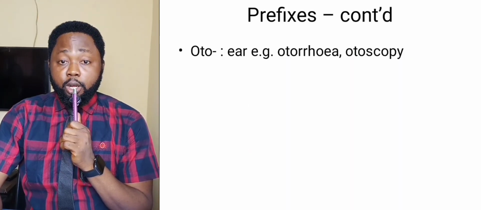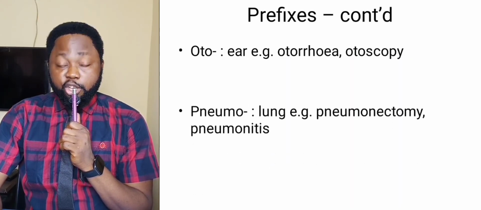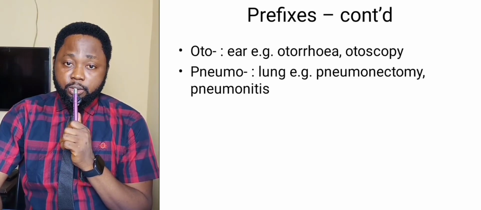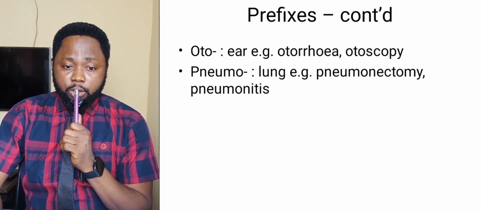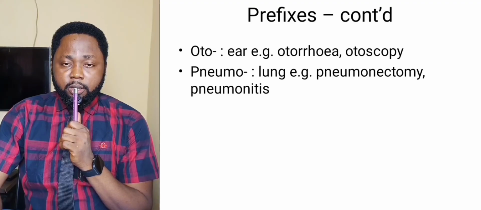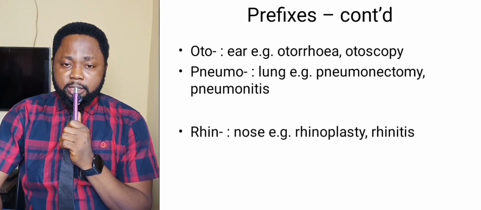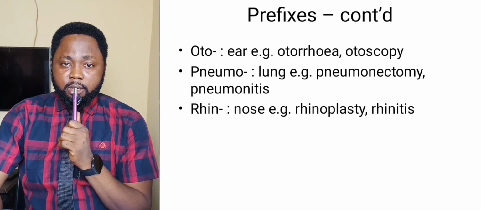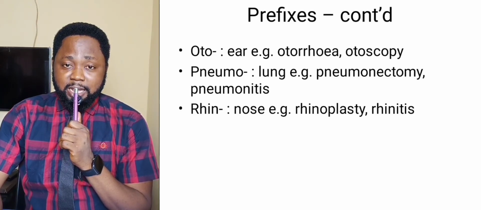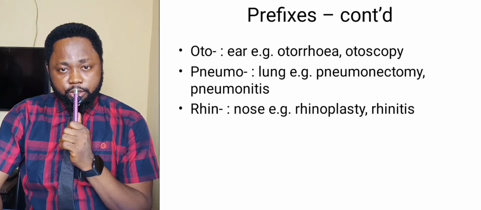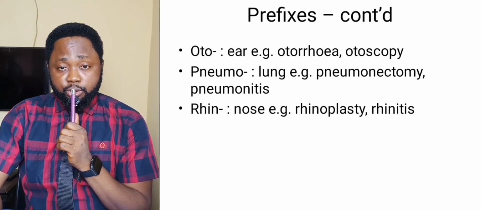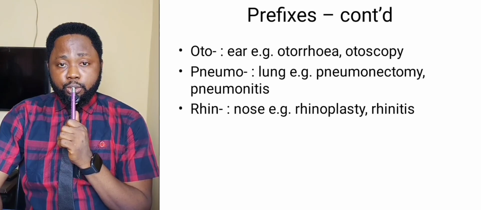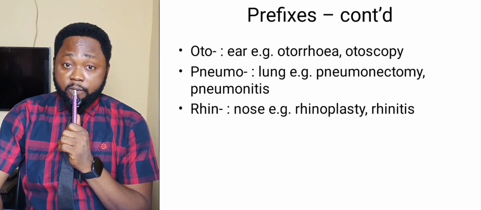Pneumo refers to the lung. Examples include pneumonectomy, which is surgical removal of the lung. Pneumonitis means inflammation of the lung. Rhino refers to nose. Examples include rhinoplasty, which is nasal reconstruction or reconstruction of the nose. Rhinitis refers to inflammation of the nose.